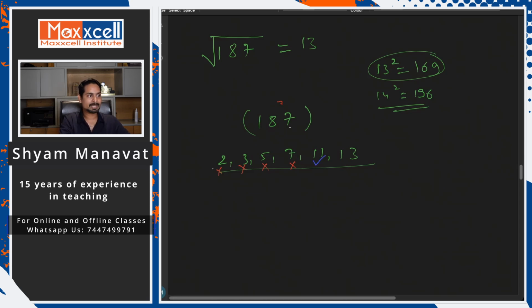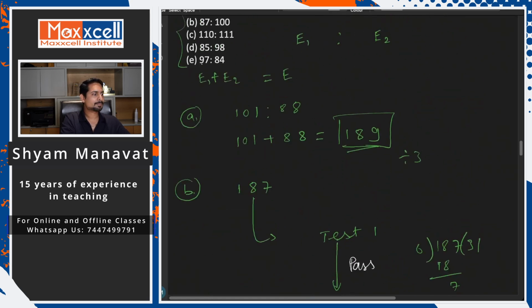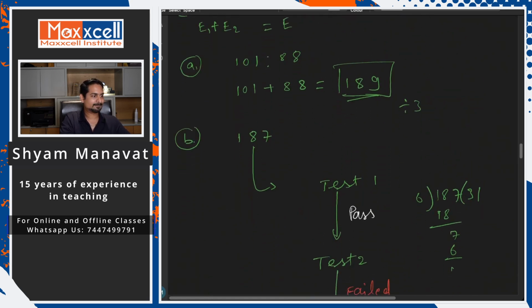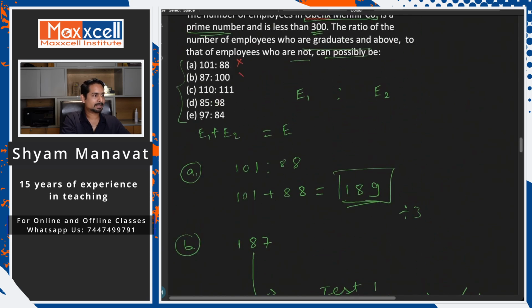So is it a prime number? No, it is divisible by 11. So test 2 is failed. Did you understand this? If yes, then you can understand this is failed. So it's not a prime number. Not the answer.